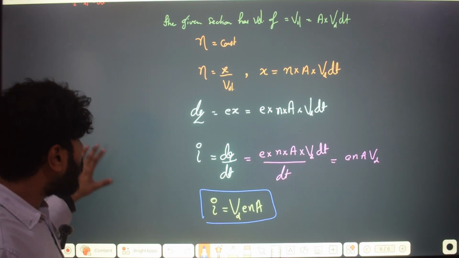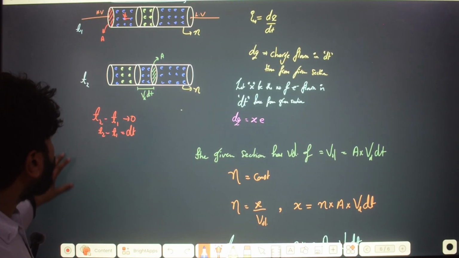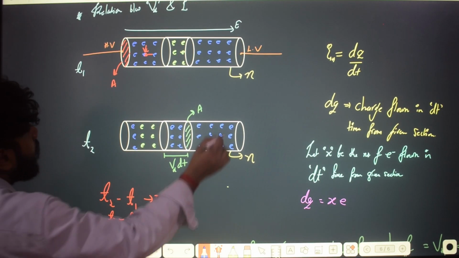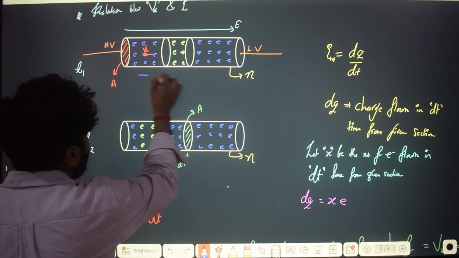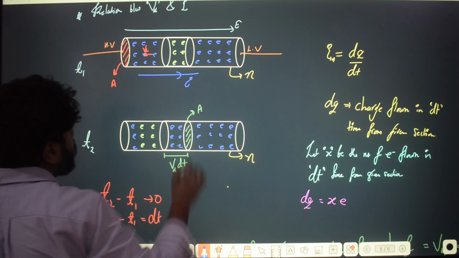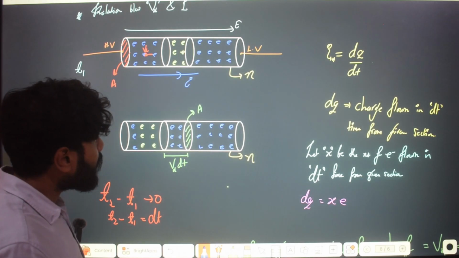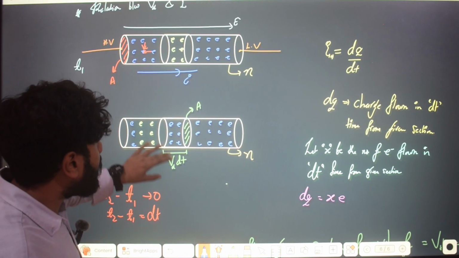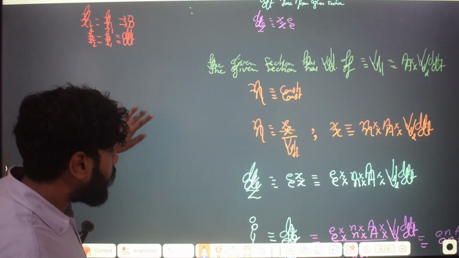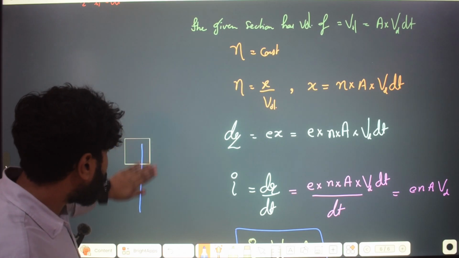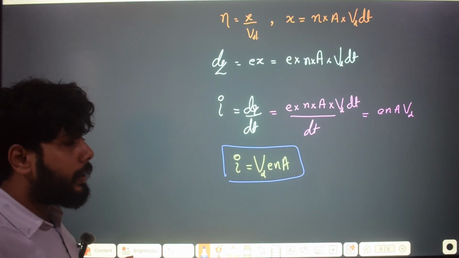And one more thing, remember that if the electron is flowing in this direction, Vd is in this direction, and our current will be in the opposite direction. So if you are confused about the direction of drift velocity, just remember the direction of drift velocity will be opposite of current, and that's our relation.